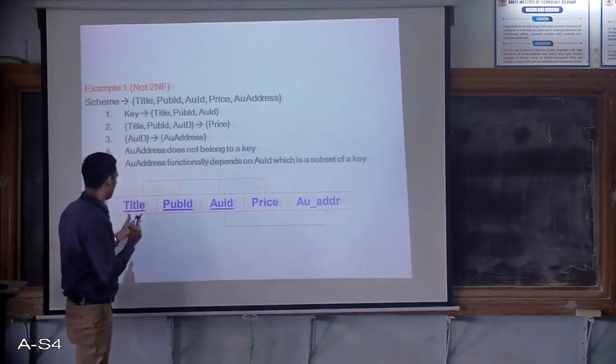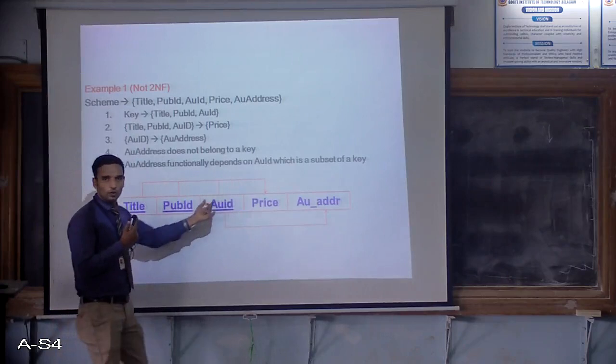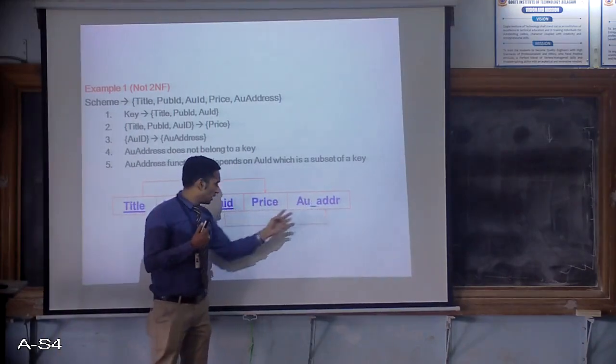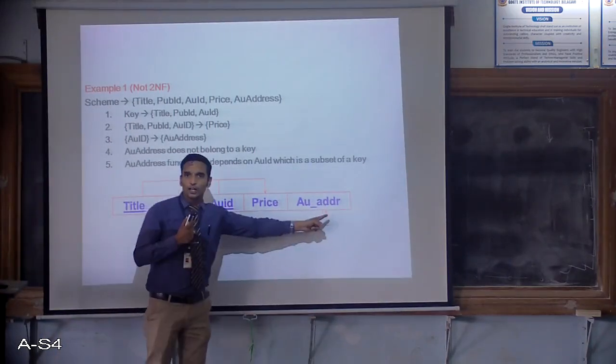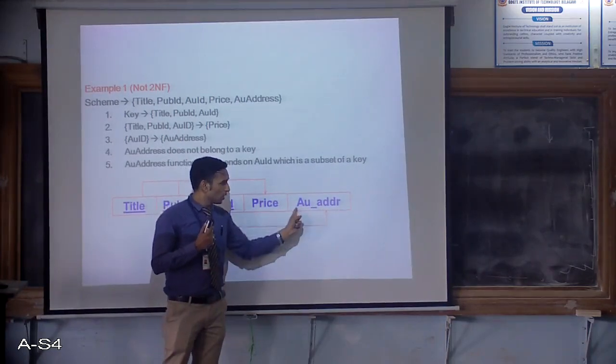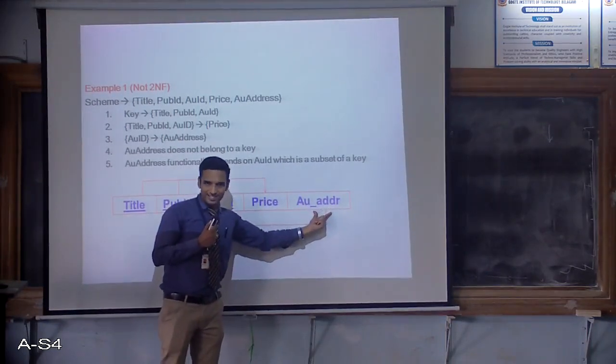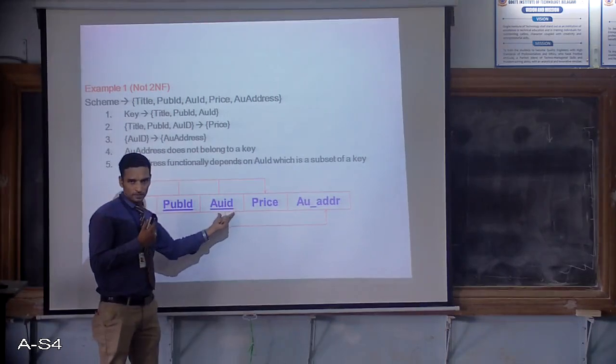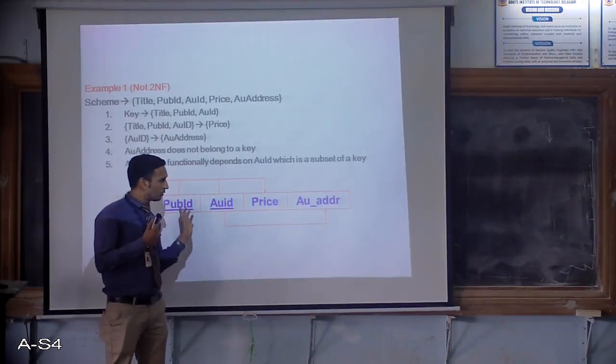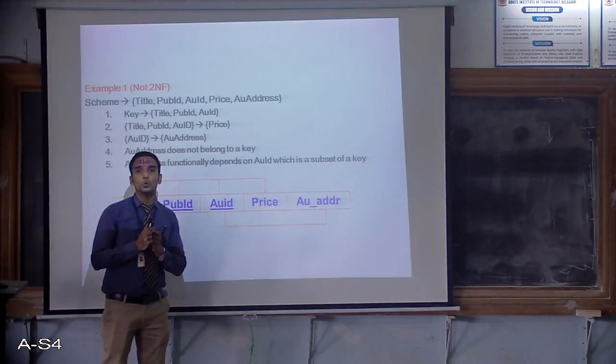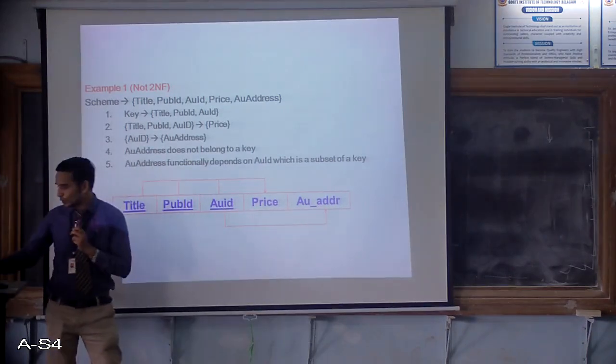Why would I require the title of the book and publisher ID to tell the author address? Only if I know the author ID, I can tell the author address. So what is happening here is, the non-key attribute author address is dependent only on part of a key, but not the entire key. So this is said to be not in 2NF. How can I get it into 2NF?